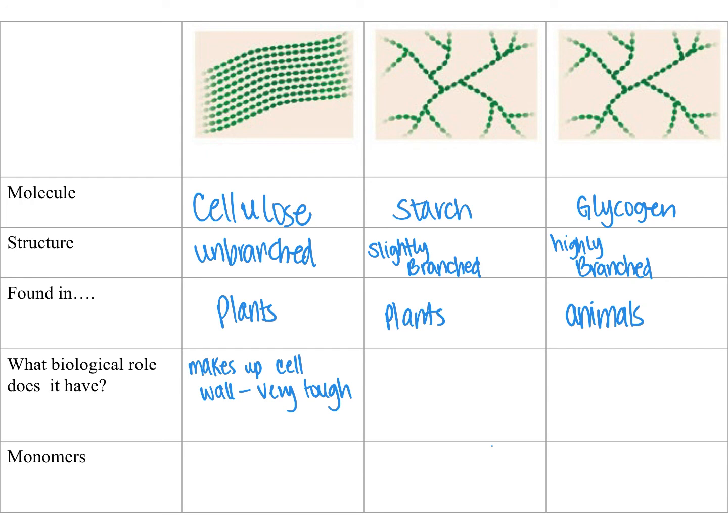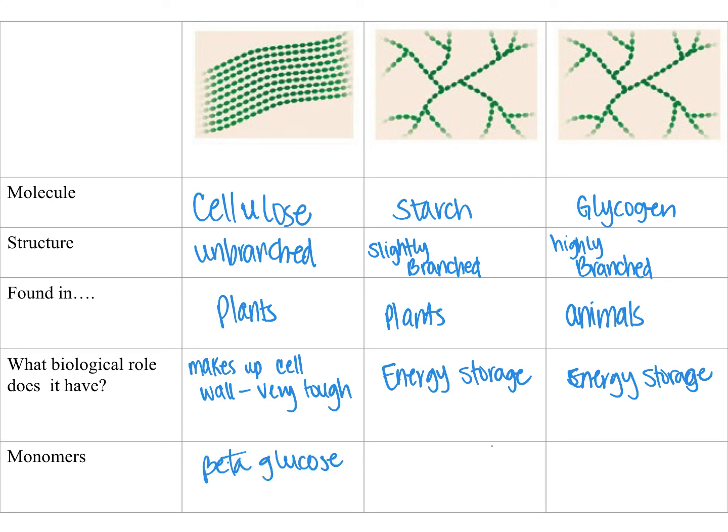For starch and glycogen, they are both storage molecules. So when we talk about quick energy, this is the type of carbohydrate that we're talking about. The difference is that in plants, it is starch and slightly branched, whereas in animals, it is glycogen and highly branched. Now, for these different molecules, the monomers of cellulose are beta glucose, whereas in starch and glycogen, the monomers are both alpha glucoses.